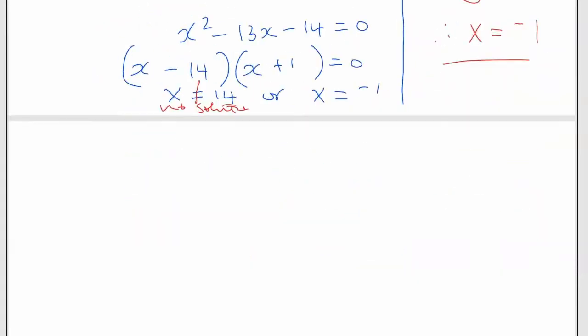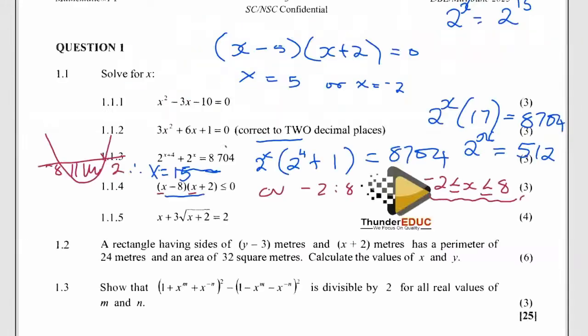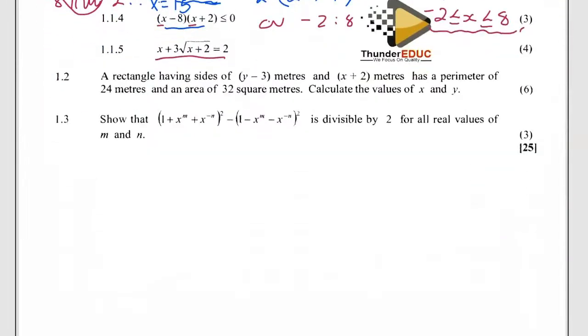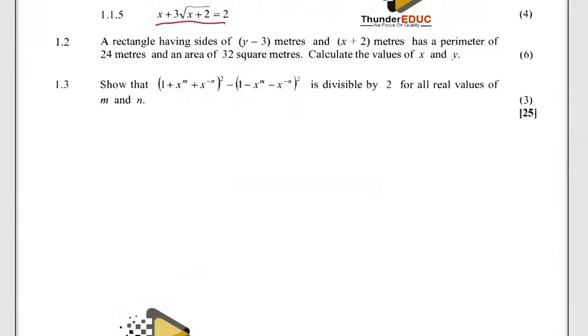Okay, so that is 1.1.5. All right, 1.2. They're telling us that a rectangle that is having sides y minus 3 meters and x plus 2 meters has a perimeter of 24 meters and then an area of 32 square meters. Can we calculate the values of x and y?